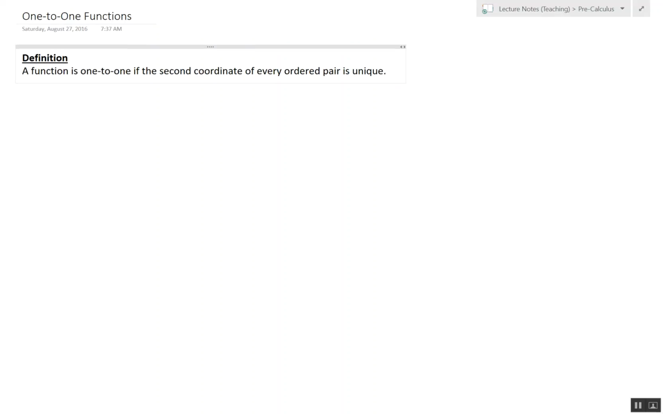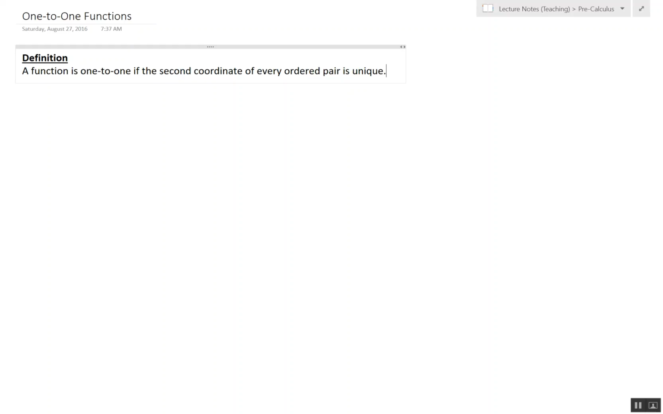Hi everyone, welcome back. This section is going to be about one-to-one functions, and this video is just going to be a quick introduction to it. In the next video we will talk about how to detect when a function is one-to-one, and then in the video after that we'll talk about how one-to-one functions are related to this concept called inverses of functions.